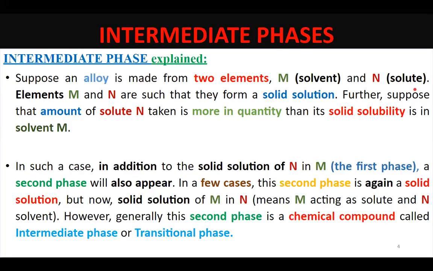In most of the cases, this excess of N and some M being drawn out by it, these two would not form a solid solution again, but rather would form a chemical compound. So if in a metallic system, a chemical compound gets formed because the solid solution precipitated the excess of solute out of it, this chemical compound, which would be very different from the conventional chemical compounds that we talk about, this chemical compound formed in metallic systems is called an intermediate phase, or is also called a transitional phase.